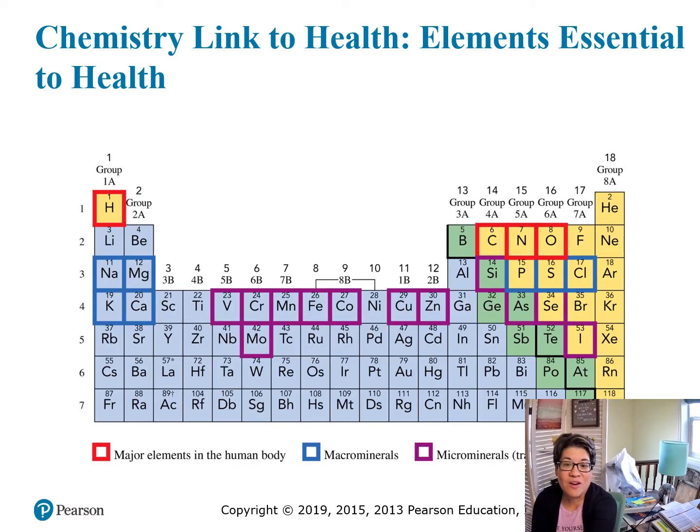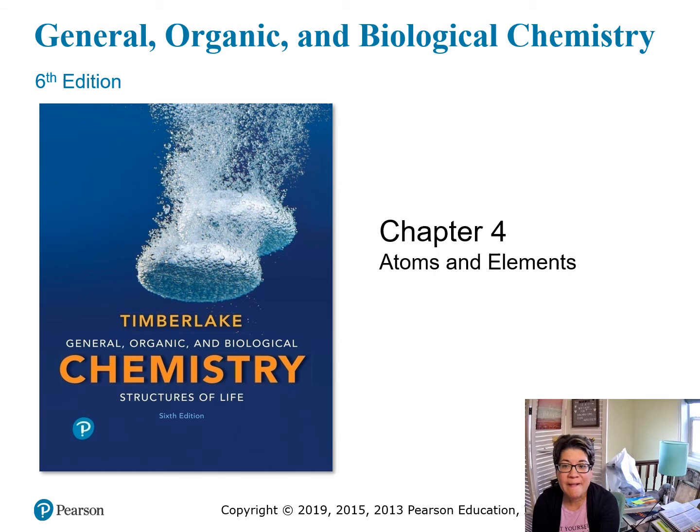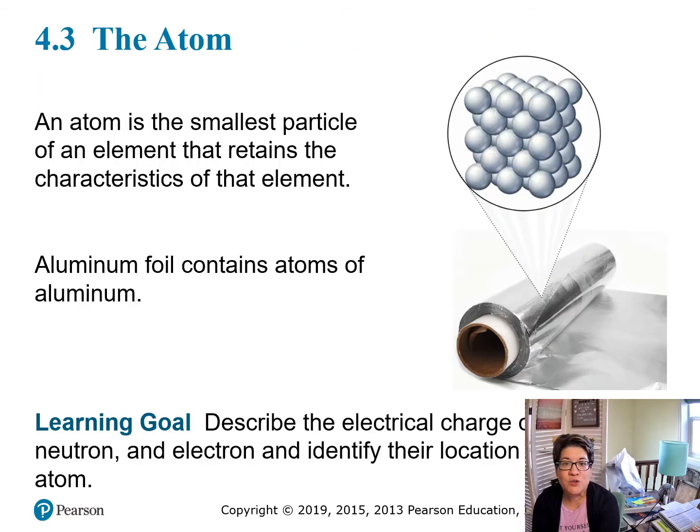All right, so here they are. These are the most important elements in your life, in your body. It has these color-coded, so you have the major ones, C, H, O, N. You have the macro minerals, so these four and these over here. And then you have some micro minerals. We just need trace amounts of these. So some of those should look familiar. All right, let's move into section 3.